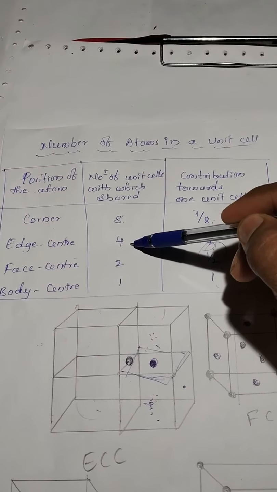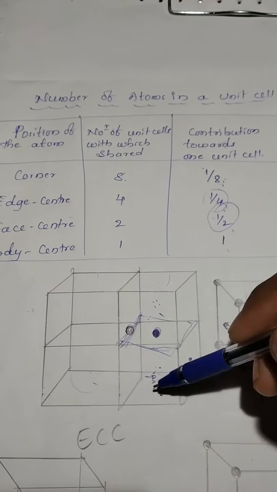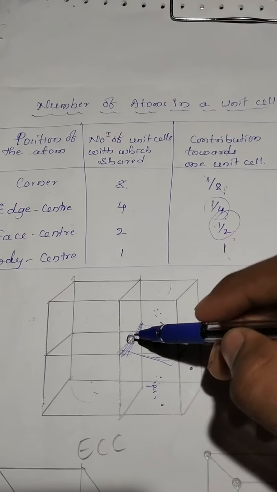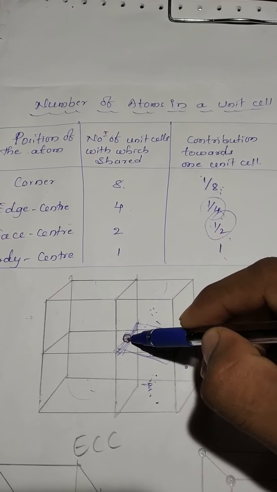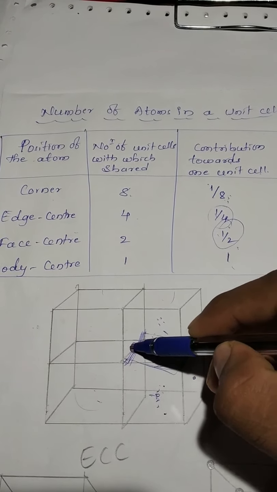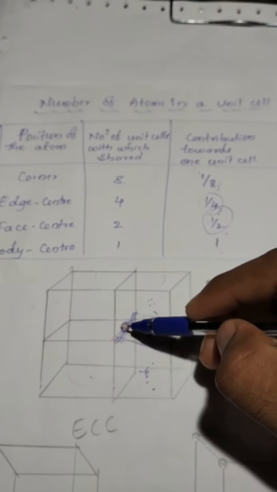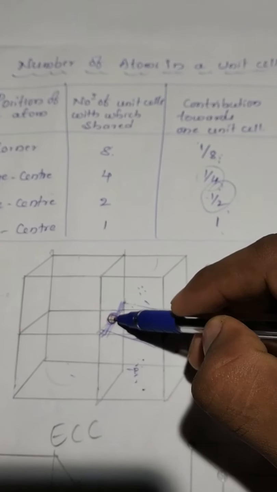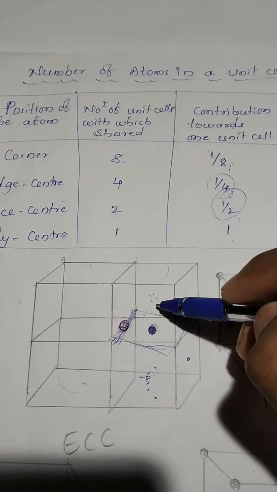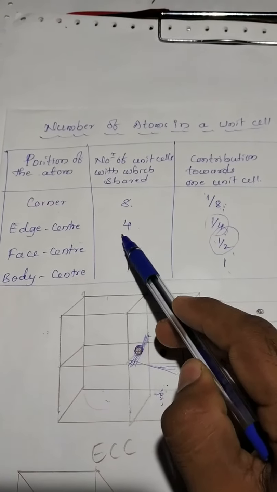See here. This is the edge. See here, this is one unit cell, this is another unit cell, this is another, this is another. Total 4 unit cells are there. Here one constituent particle is present at the center of this edge. This edge center particle is shared by 4 unit cells. Hence the contribution of this constituent particle to one unit cell is 1 by 4. So the edge center atom is shared by 4 unit cells.